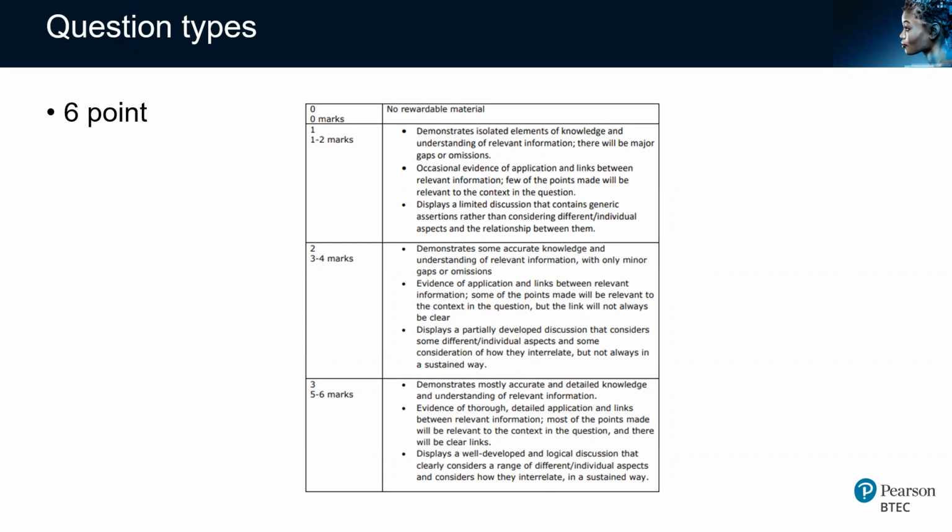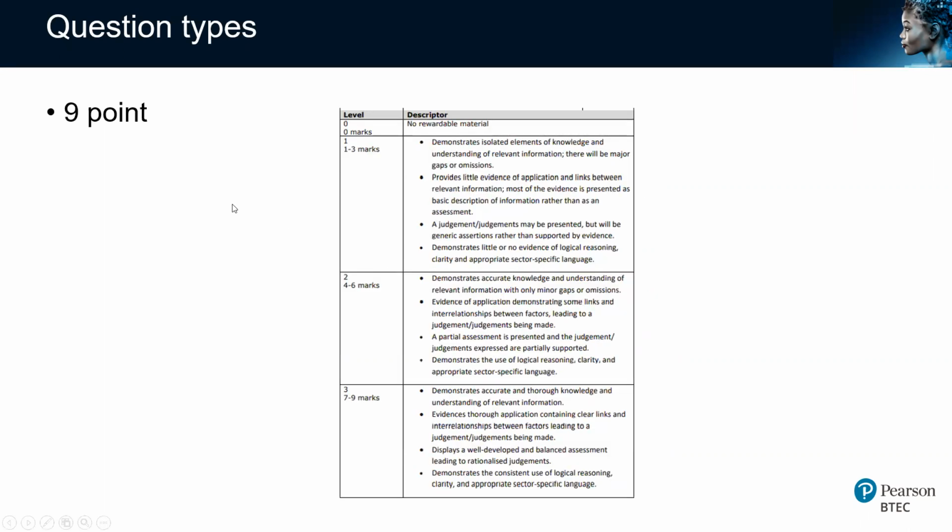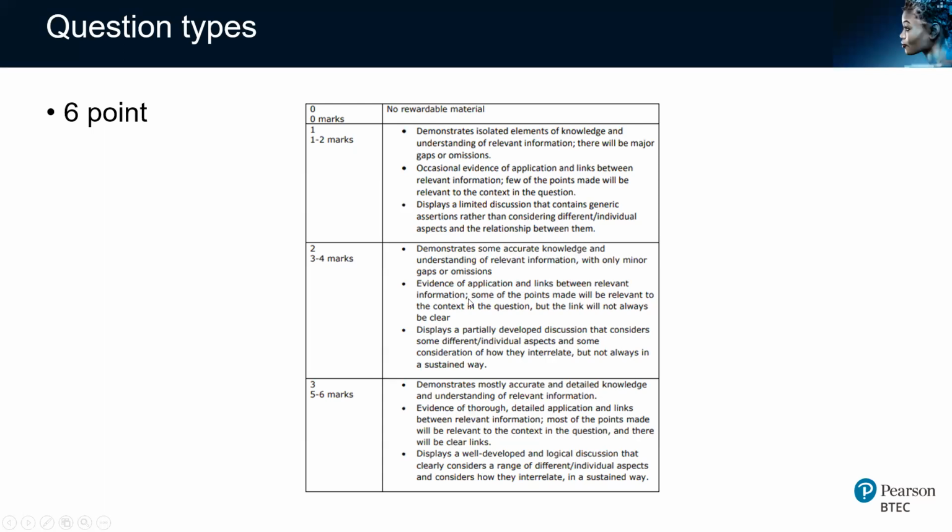All of your level-based questions in Unit 2 will always have a case study or a scenario that this is all linking to. Within Unit 2, there are 3 sections: Section A, Section B, and Section C, and there is a different case study for each section. Please be aware that if your learner doesn't use the information in that case study and doesn't refer back to it, they will not move out of mark band 1. As you can see in the second bullet point there, evidence of application and links to the relevant information. Some points relevant to the context in the question, but the link is not always clear. But if there is no link to the context in the question, they can't get out of mark band 1.